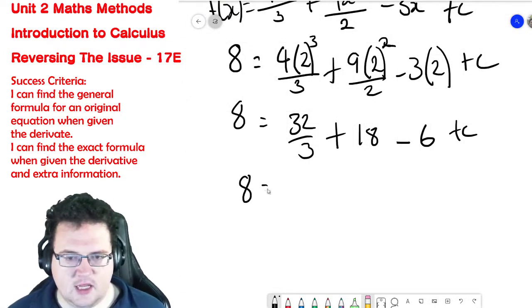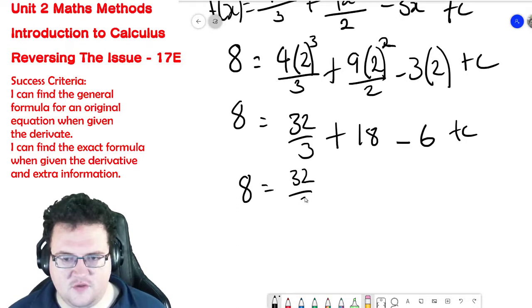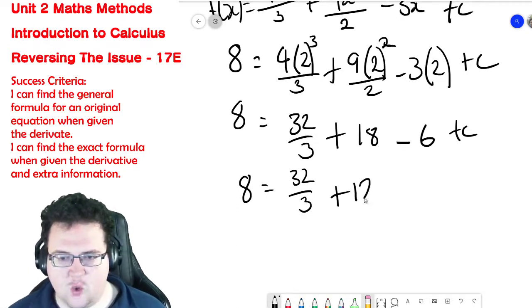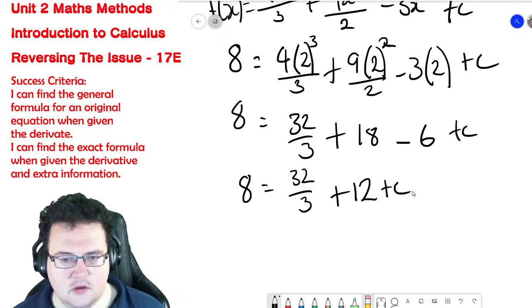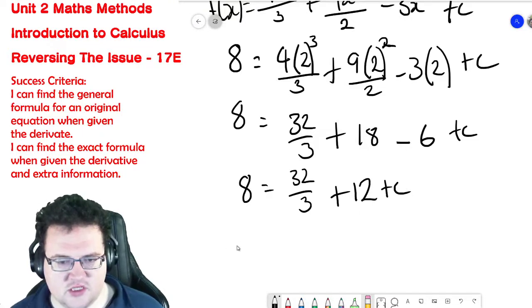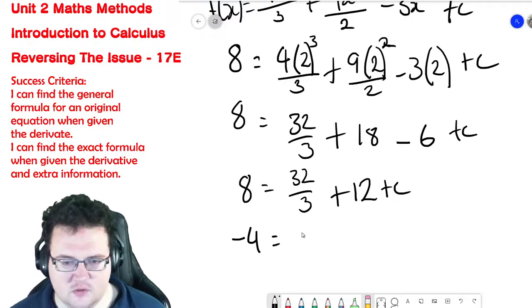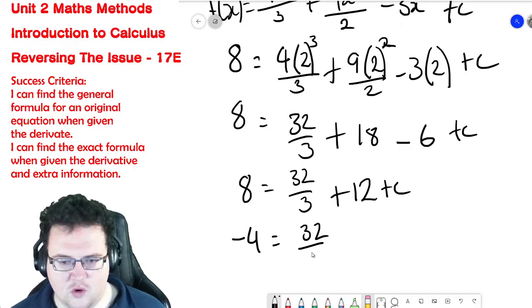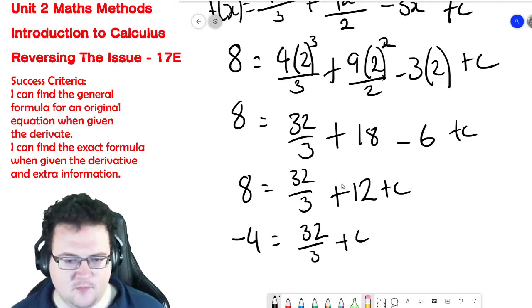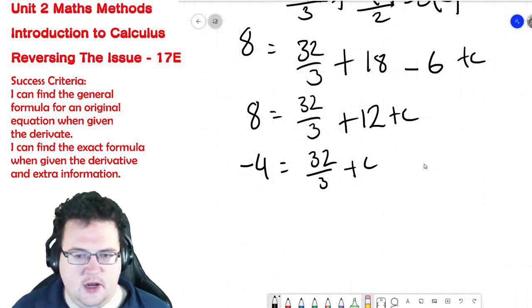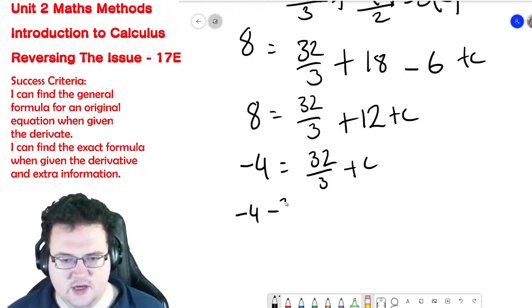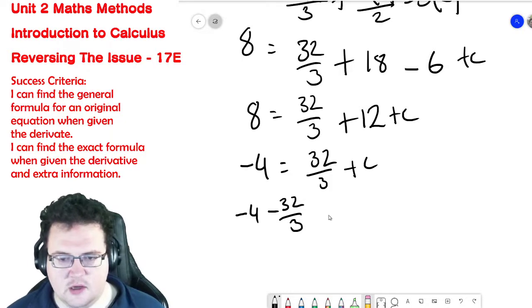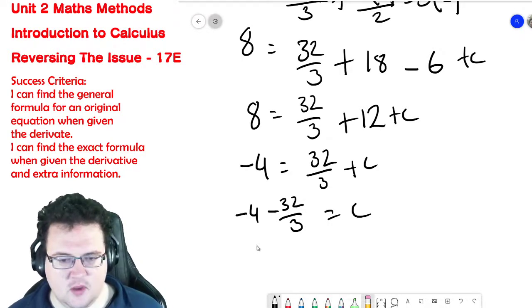So 8 equals 32 over 3 plus 12 plus c. And then all I need to do is solve for c by subtracting 12 from both sides. So that's going to be minus 4 equals 32 over 3 plus c. And then I need to subtract 32 over 3 from both sides. Minus 4 minus 32 over 3 equals c.